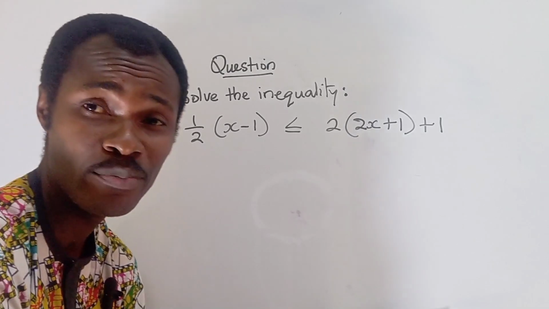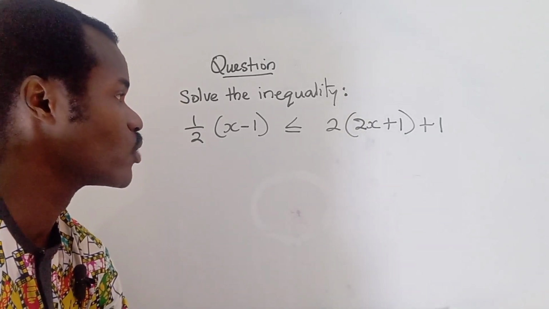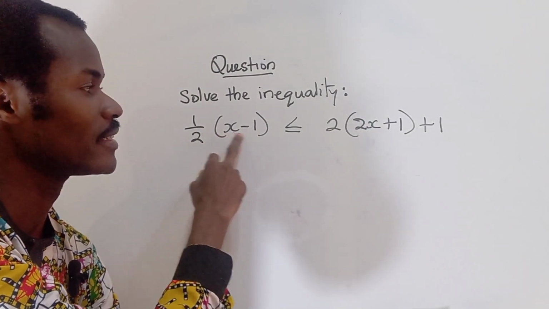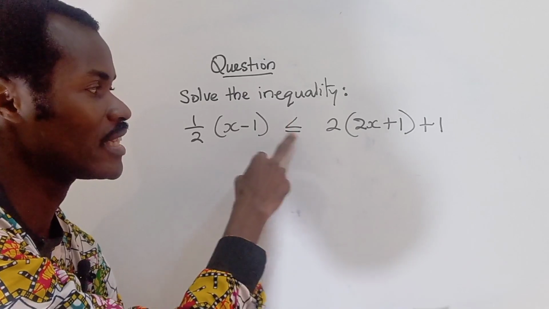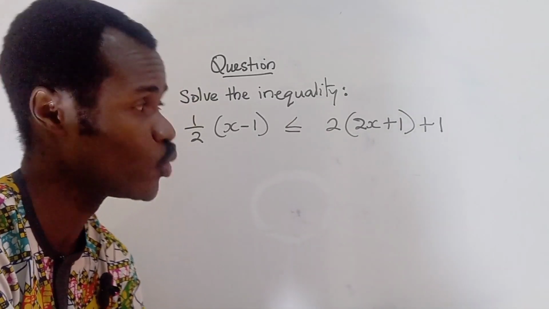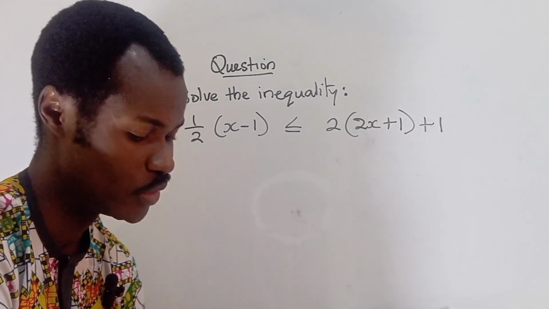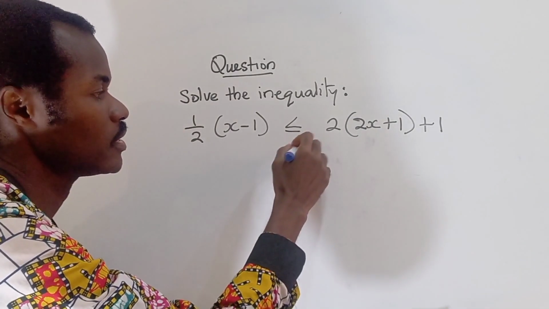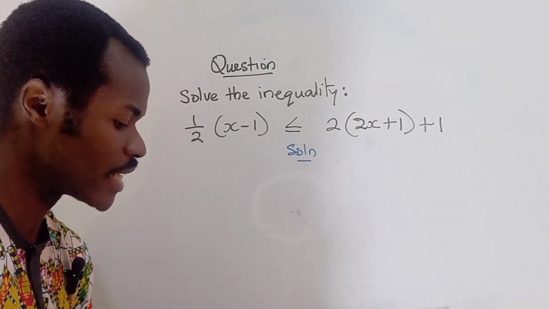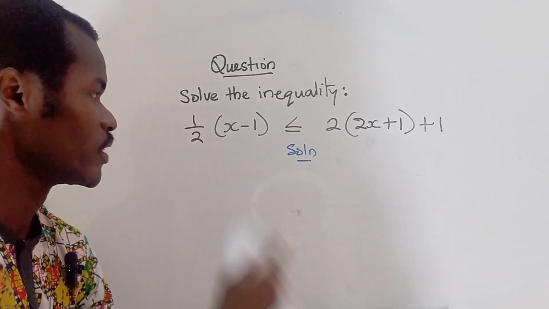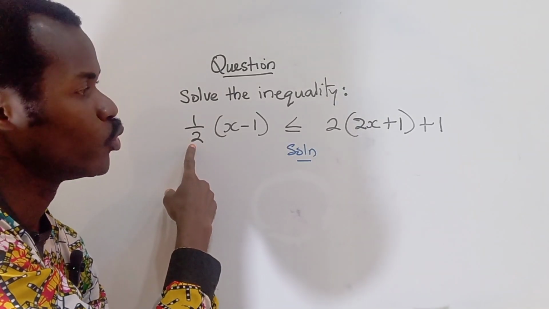Alright, so we have a problem on the board that says solve the inequality, so that on the left hand side we have half in bracket x minus 1, which is less than or equal to 2 in bracket 2x plus 1, and plus 1. So how do we go about solving this problem? Our solution.